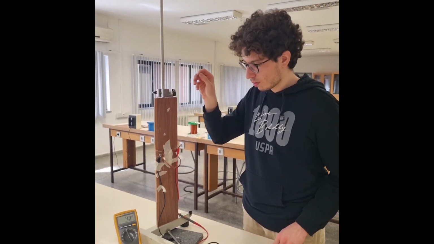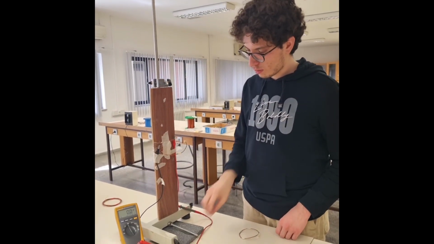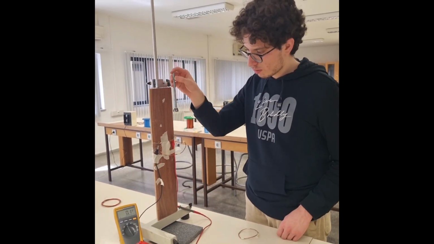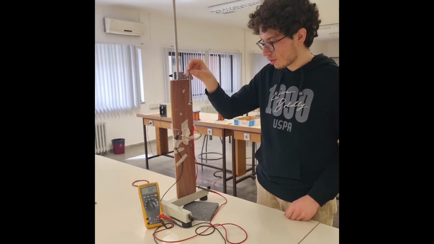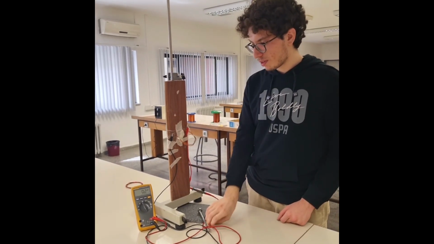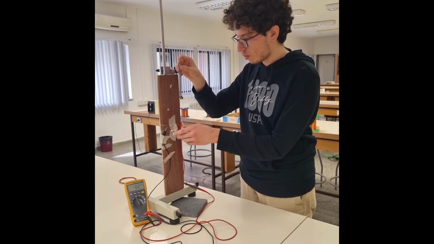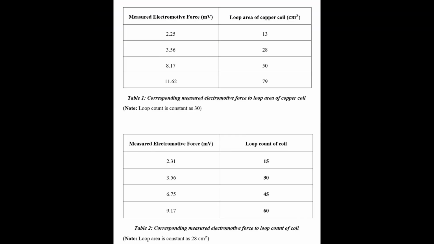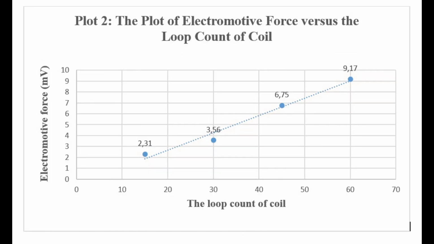For each area I repeat the releases and take the average of electromotive force to get a perfect result. Then I release the magnet for different loop counts. For each loop count I again repeat the releases and take the average of electromotive force as in part 1. And I recorded all the data on my tables. These are the data and results I measured. So we learned that electromotive force is directly proportional to loop count and loop areas as seen in the plots.